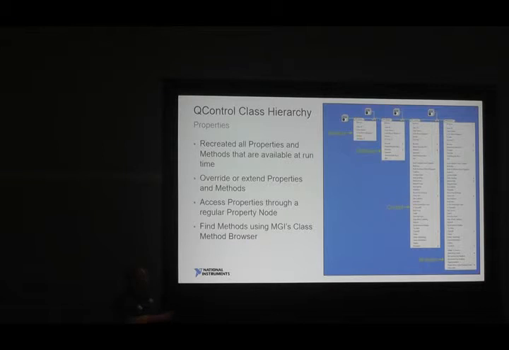But what that gives you is, because you have the opportunity to plug a class right into a property node, now you can see the hierarchy of properties and use them just like you see it in the VI server. Also with methods, all of the methods are there too. Unfortunately, there's no invoke node that you can plug a class into. So the best way to find those is to use MGI's class method browser, is what I would suggest, to find all the methods available.